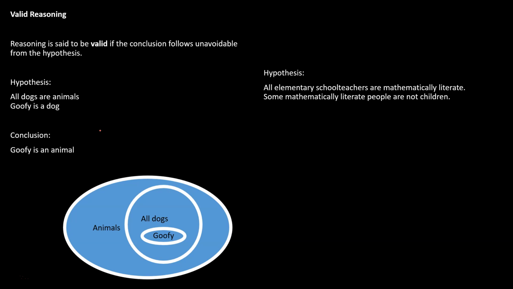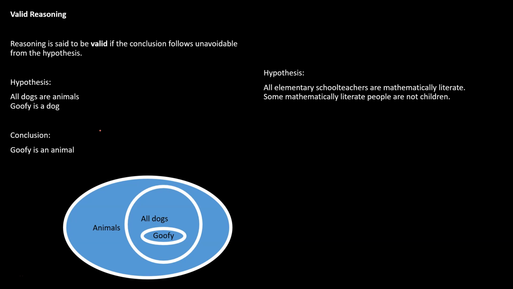Let's take a look at another one. All elementary school teachers are mathematically literate, meaning they can do math. Maybe they don't like it, but they can do it. They know what they're doing. That's one of the hypotheses. The second one says, some mathematically literate people are not children.